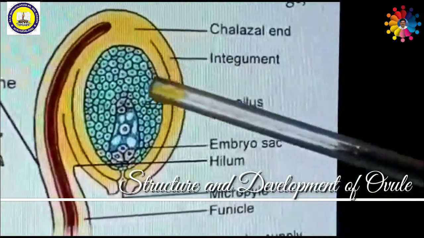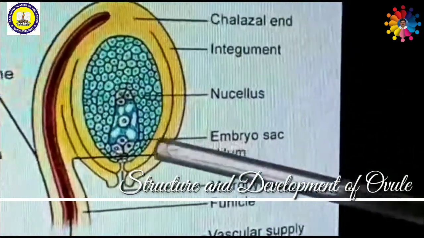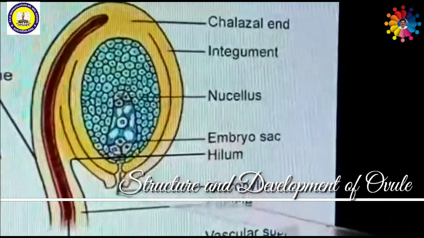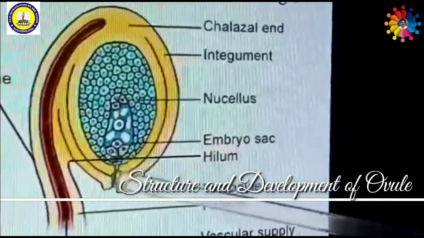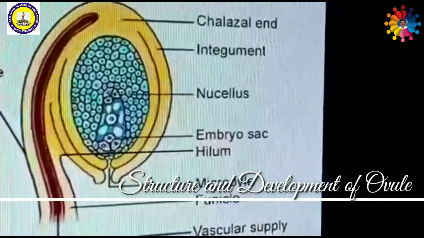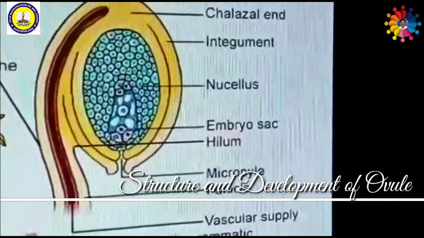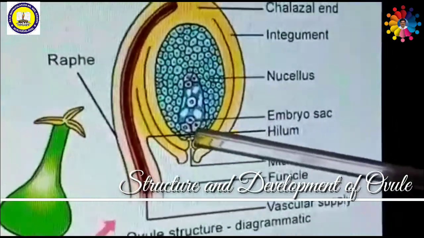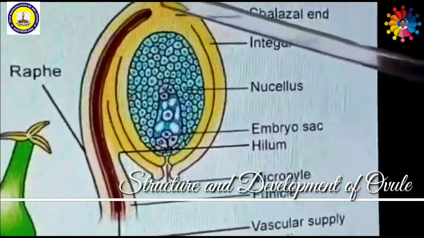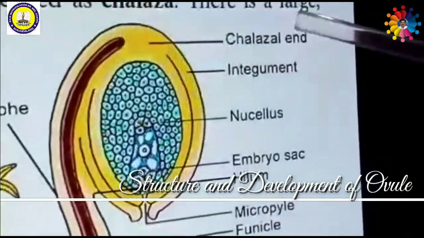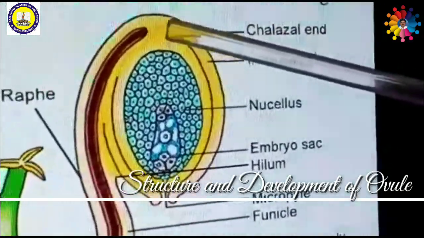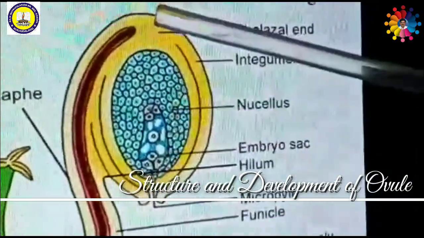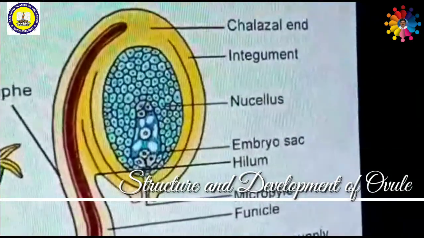See here, this nucellus is surrounded by the integument, which leaves a small pore. This small space or pore is called the micropyle. So this end is called the micropylar end. Just opposite to this micropylar end is the chalaza. This end is called the chalazal end. So this is the chalaza, this is the micropyle, this is the chalazal end, this is the micropylar end. Okay, come to the point.